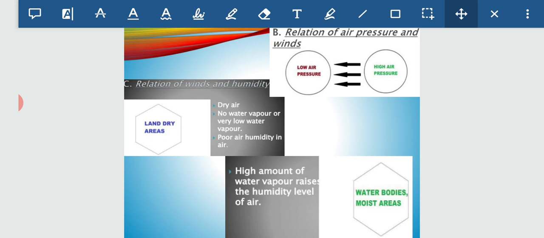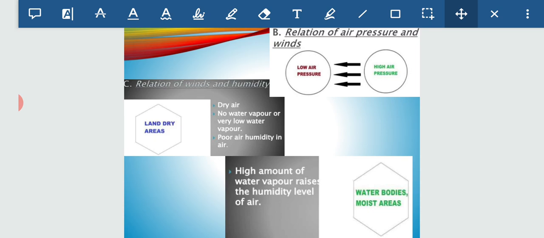So what does this indicate? That wet air is lighter and dry air is heavier. Why is it so? Dry air consists of more dust particles, and wet air has more composition of water vapor. So which is heavier? Dust particles or water vapor?